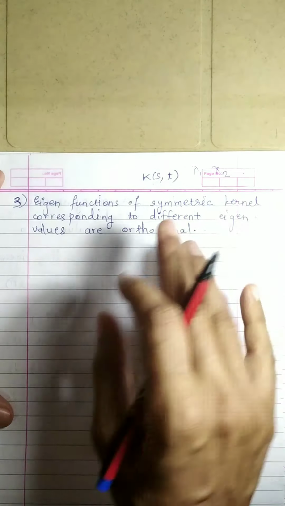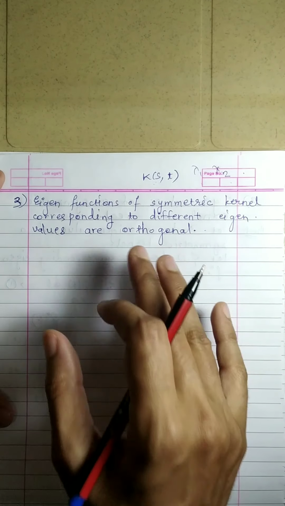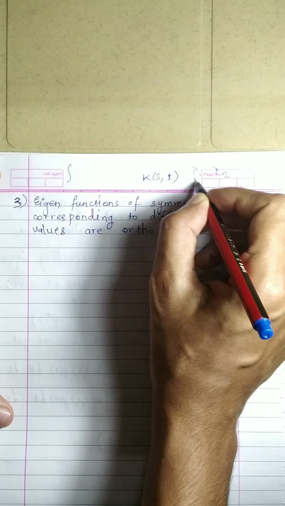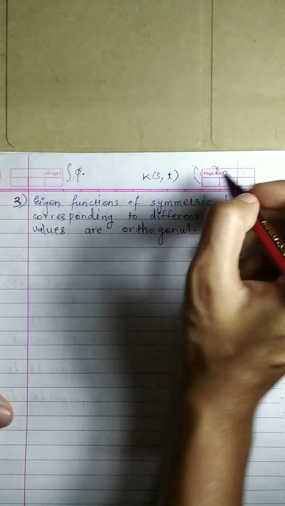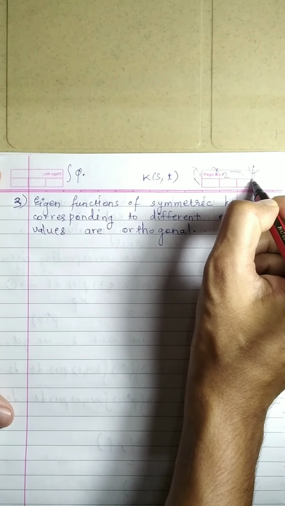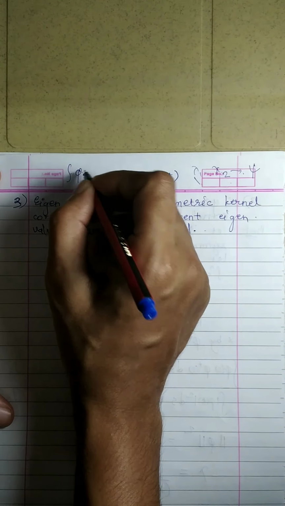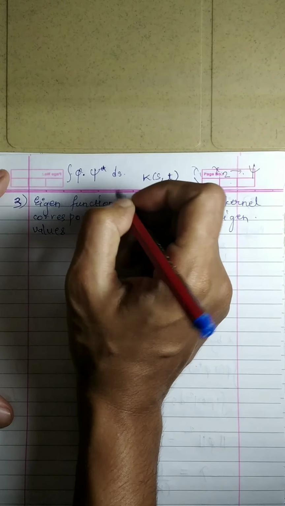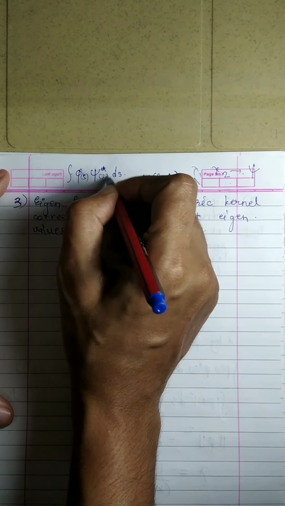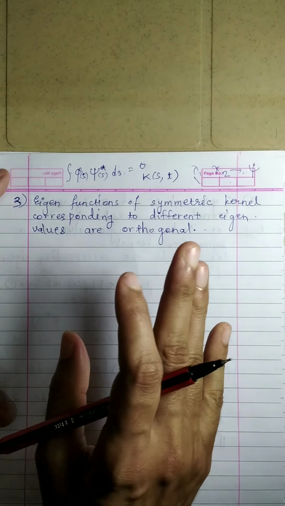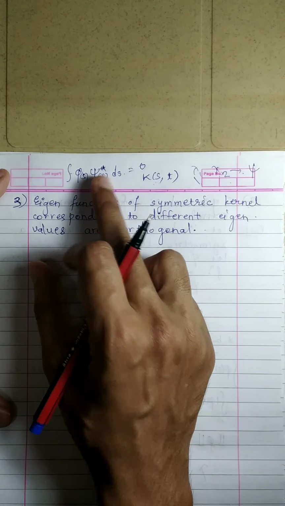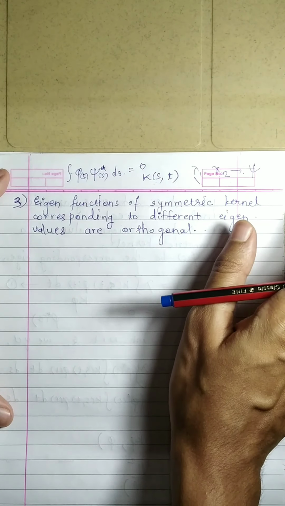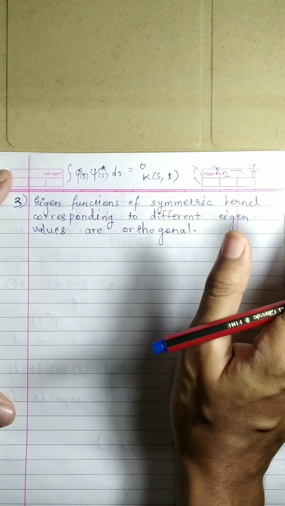Orthogonal means what? In this context, orthogonal means we will have to show that the integral of one eigenfunction, suppose corresponding to this the eigenfunction is phi, and corresponding to this the eigenfunction is xi, then we will have to show that the integral with respect to ds of phi of s xi star of s is equal to 0. So basically what I am showing here is that the inner product of phi and xi is equal to 0, and therefore we show that the two eigenfunctions are orthogonal to each other.